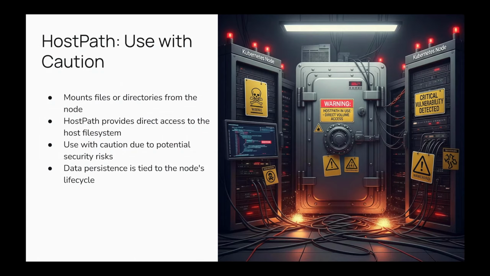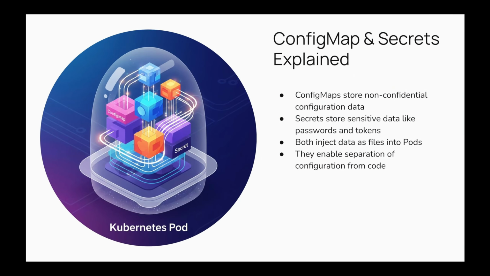The next one is hostPath. This mounts a file or directory directly from the node's, or the host's, file system into the pod. This is powerful but should be used with caution, as it gives your pod access to the host machine, which can be a security risk. The next one is configMap or secret.